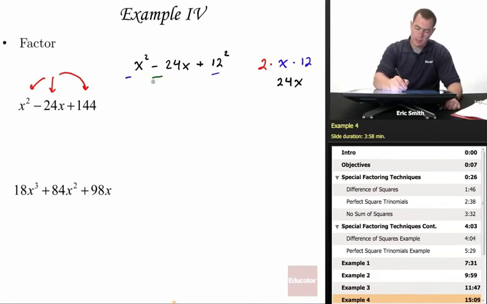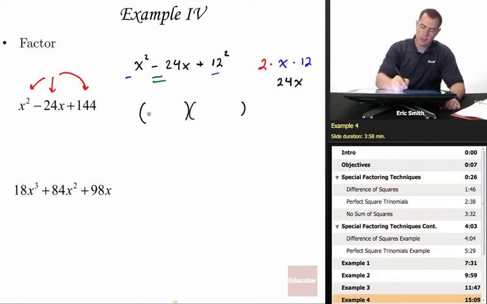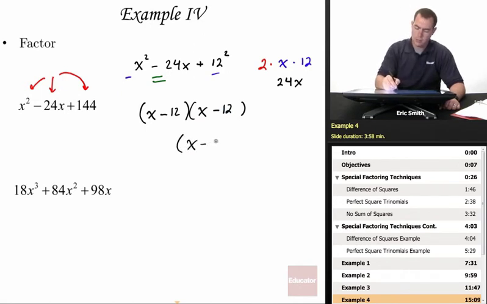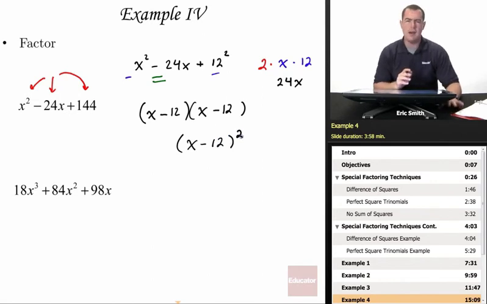Now this is a negative 24 over here, so that gives me another clue on how this will break down. This will break down into an x minus 12 and an x minus 12, which of course we just go ahead and package up into one, x minus 12, the whole thing squared. So a very handy formula. All right, let's try the next one.